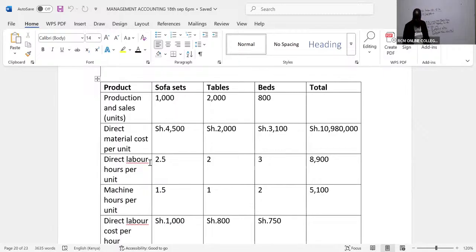All right. So I can see direct labor hours here for tables, it's 2. So 2 times what here, somebody? 2,000. Plus, I can see for beds, we need 3 hours per bed. So it will be plus 3 times what here, somebody? 800, thank you. Times 800, like that. Which ended up giving you how many hours?